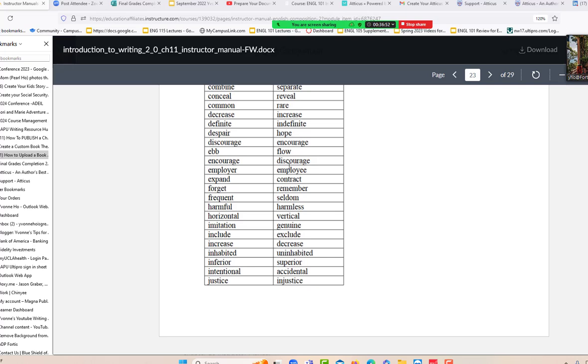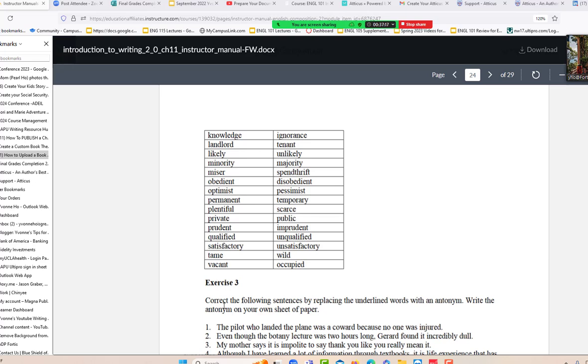So when you add a prefix, it does change the meaning of the word. Here you have a suffix that changes the meaning of the word. Harmful versus harmless. So if you can notice the common prefixes and suffixes and know the common prefixes and suffixes, then it helps you with knowing the parts of the word and helps you know what the meanings are. Okay? Knowledge, ignorance, landlord, tenant. Here's another example of likely and unlikely. So un is a prefix meaning not. So this will help you understand words.